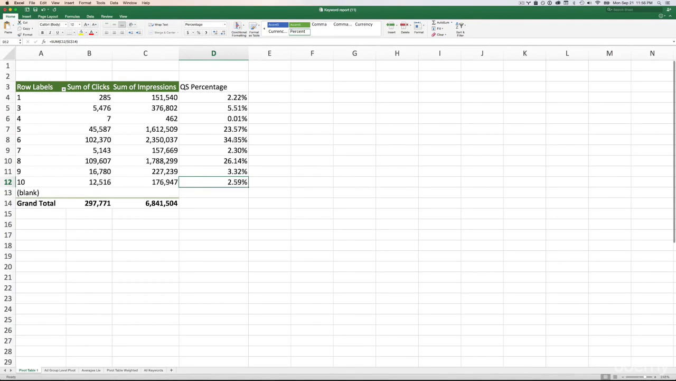So we saw that we definitely need work because 66% of our impressions were coming from low quality score keywords of a 6 or below. So this was the pivot table. By using sum of impressions, sum of clicks, and our quality score as row labels, we were able to get an overall account health check. And in this particular account, we saw that we definitely need some work because a vast majority of our impressions are coming from low quality score keywords.